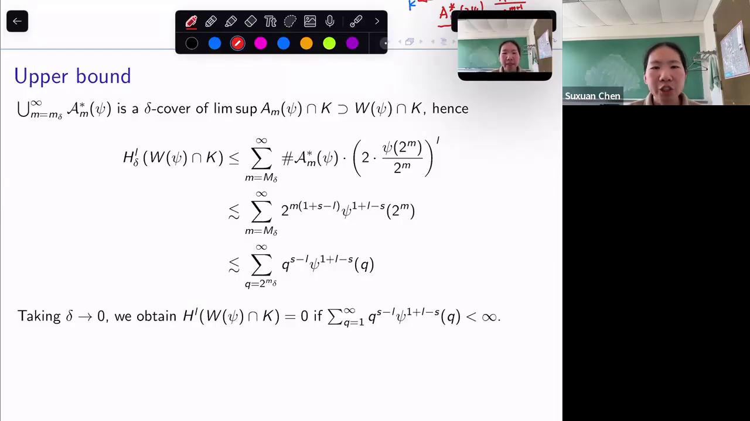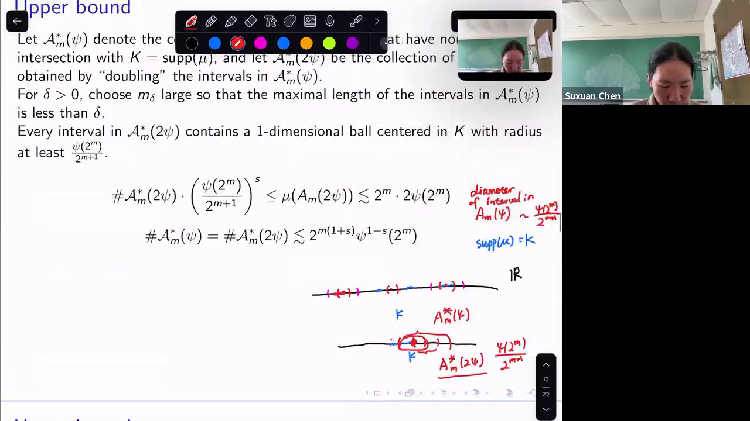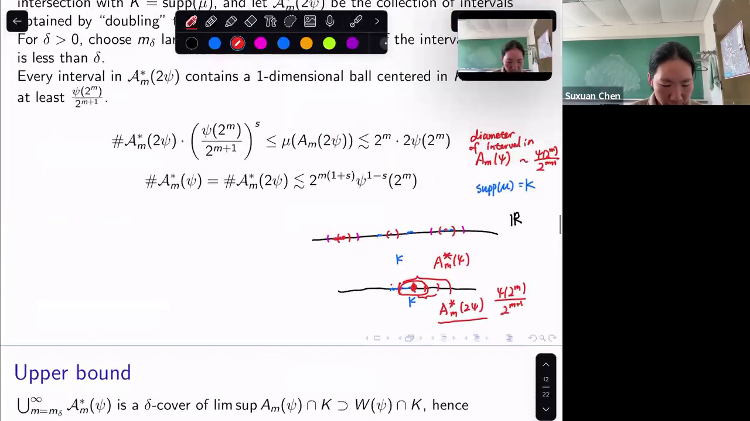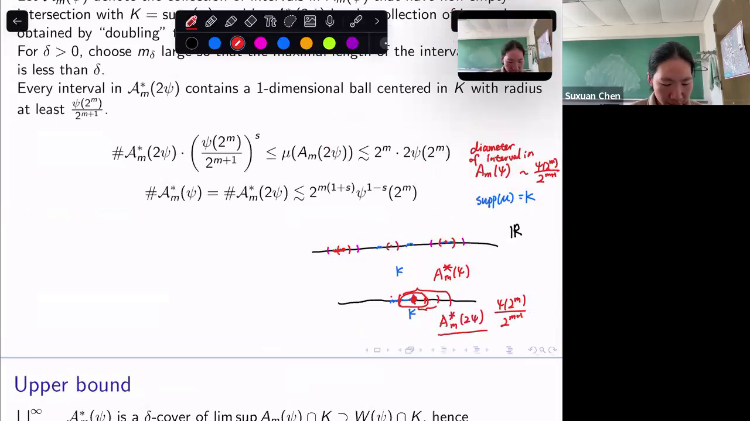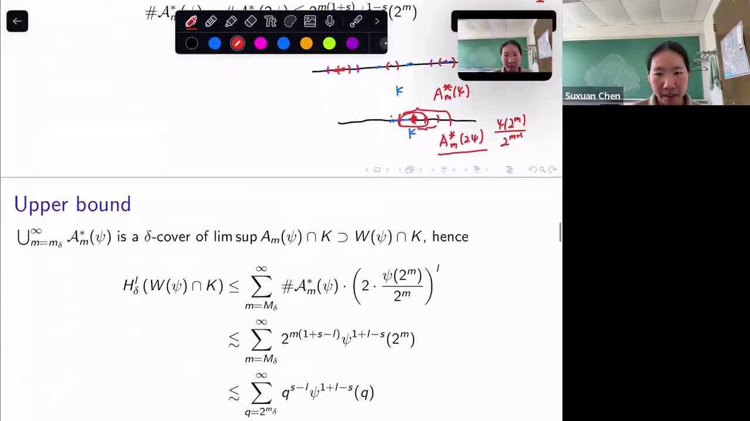And then using the definition of the L-dimensional Hausdorff measure, we take the limit, we get that the L-dimensional Hausdorff measure of W_ψ intersected with K is equal to 0. So that's the proof for the upper bound part. Maybe the critical part is to try to double the radius to count the cardinality of A_m^ψ.